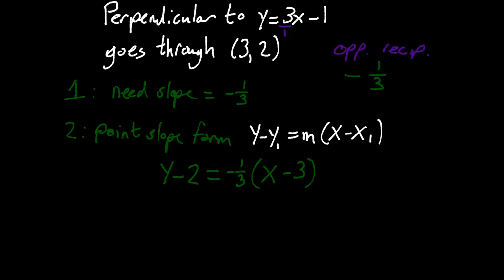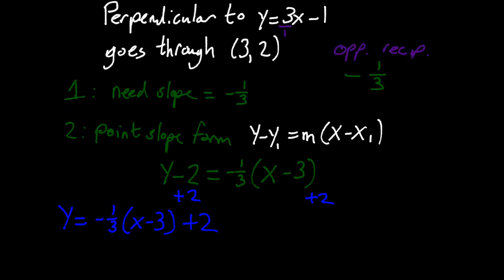Now, if they are not picky about what form you put it in, you could be done right now. This is the equation of a line that is going to be perpendicular to the original, and it's going to go through that point. If the directions say that we need to put it into slope-intercept form, just like the original though, we got to do a little bit of work. We're going to have to get y alone, so I'm going to add 2 to both sides. That's going to give me y equals negative 1/3 times x minus 3 plus 2.